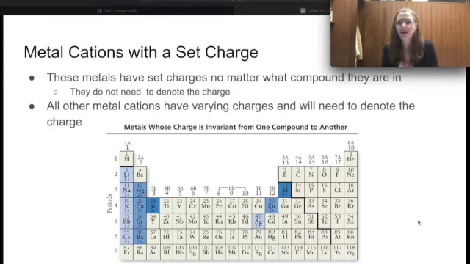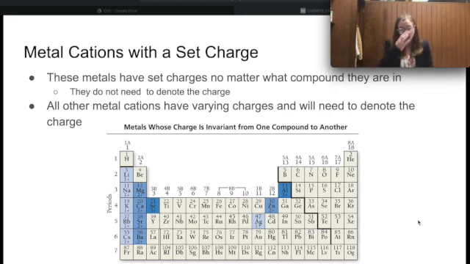Okay, so as I mentioned, we're always going to have some metals that have set cation charges. Other metals will have varying charges. So it's much easier to figure out if it has a set charge or not than anything else. The metals that you see here on your screen on this periodic table are going to have set charges no matter what compound they are in, so we don't have to worry about telling someone what the charge is because we already know what the charge is. So you don't have to write down the charge on these metal cations, okay?